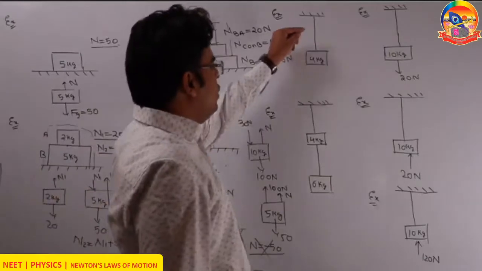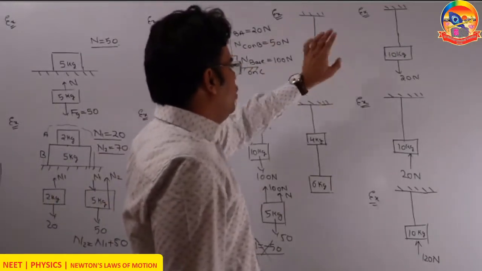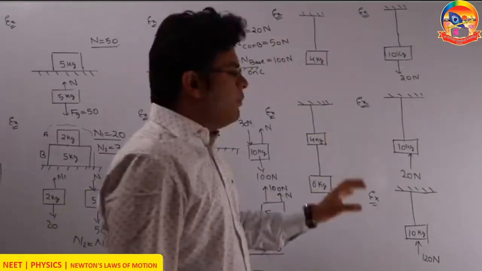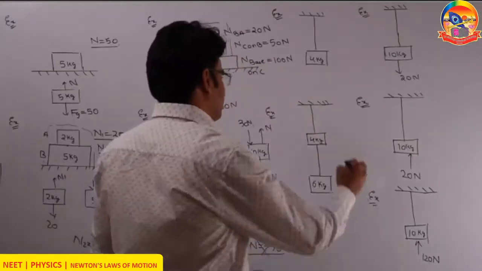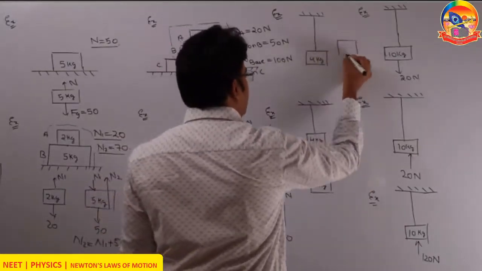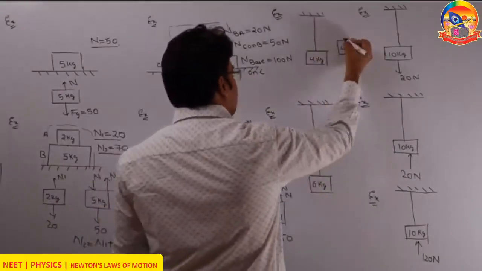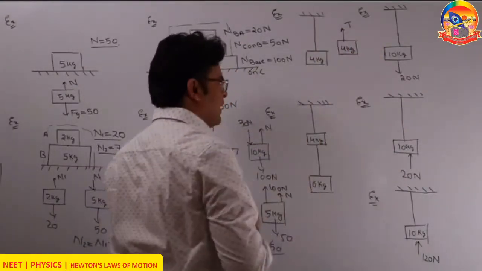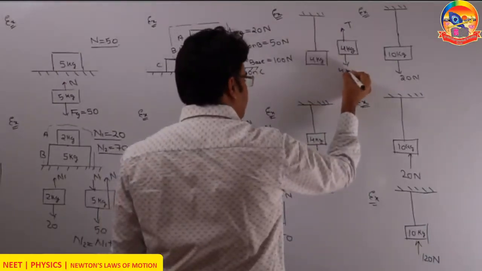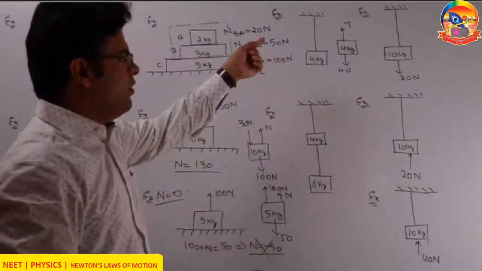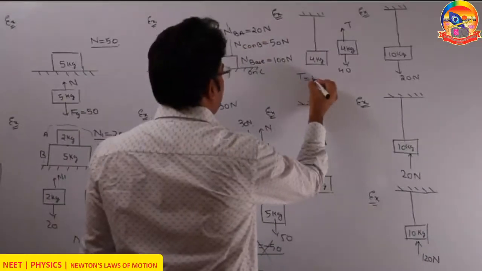Next example, there is a block of mass 4 kg connected to a string. If the block is in equilibrium, what is the tension in the string? So think of the free body diagram. The force of tension is always pulling in nature. So this string will pull the block upward, let's say with a tension T, and downward there will be a force of gravity 40. If the block is in equilibrium, then T has to be equal to 40.